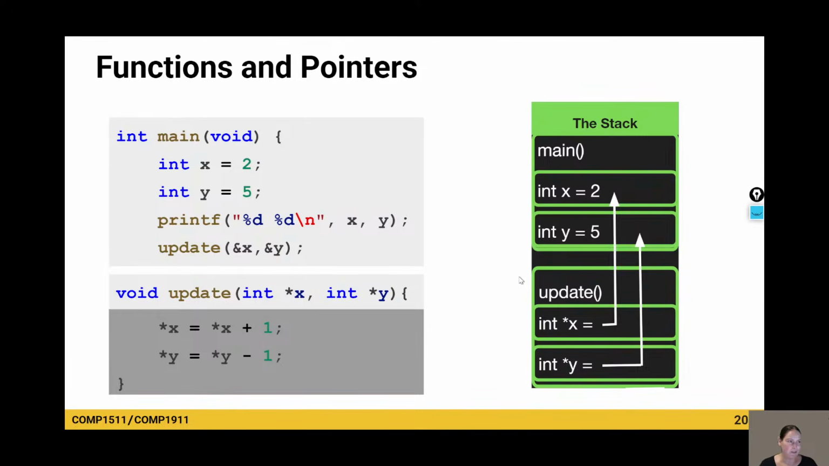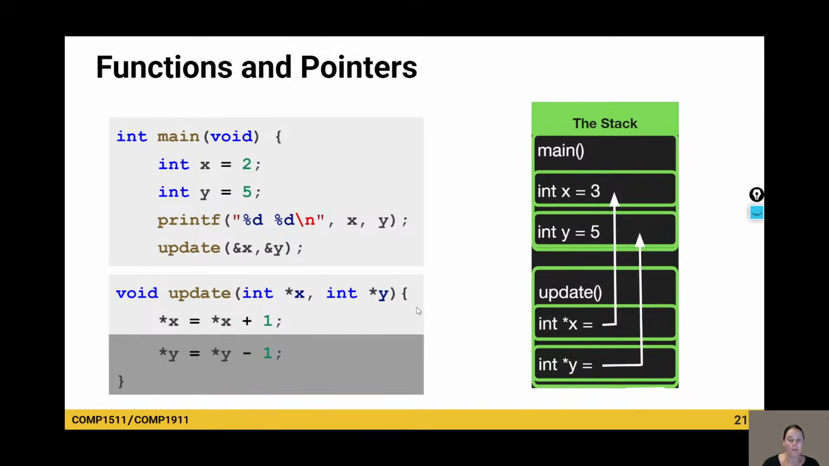Oh, here's a better diagram than the one I just scribbled, I guess. The stack frame for main will have the X and Y, the original ones. We pass in their addresses, so we've got pointers to them in the function. The pointers in the function can be used to directly or indirectly, I guess, access those variables and change them.